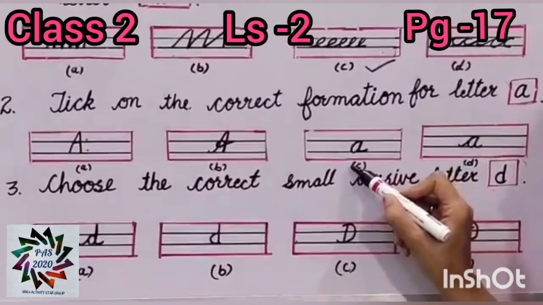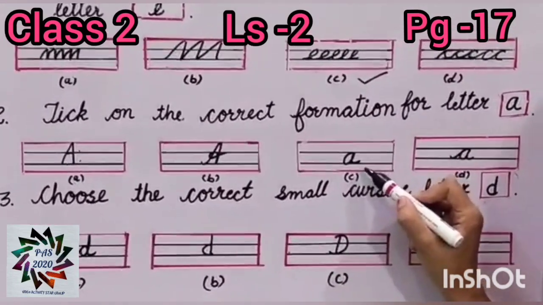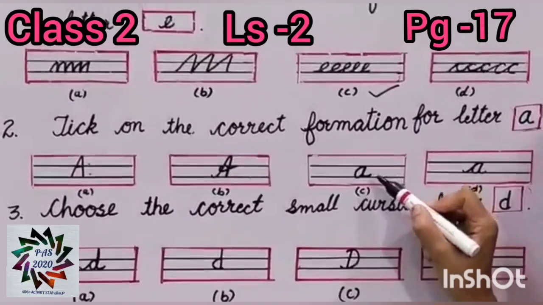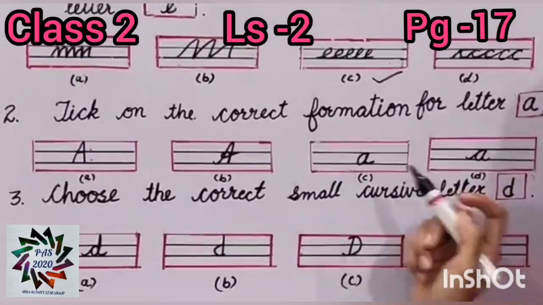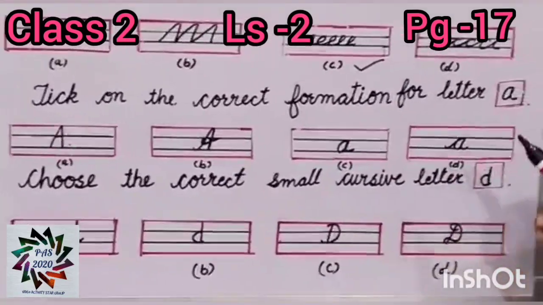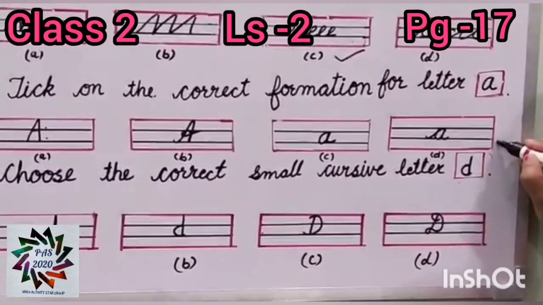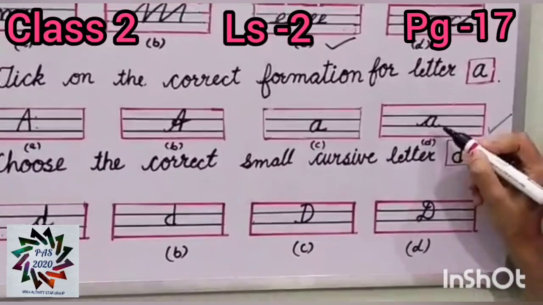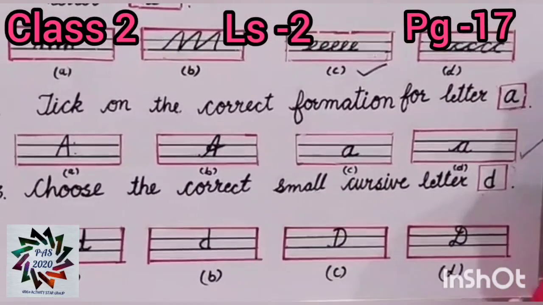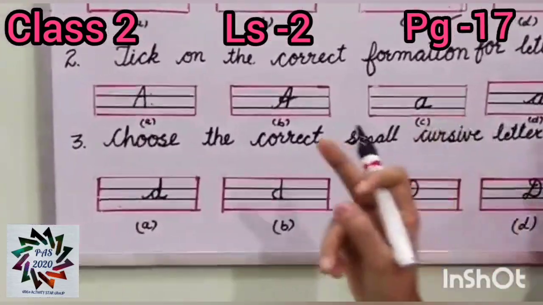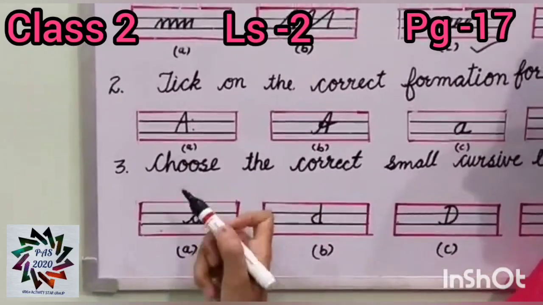Come on the C part. C option, it's written A, but beta, not written in the cursive. So again, it's not a correct option. Come at the last one. Yes, this is a correct option because A is written in proper cursive. Now, come on the third question.